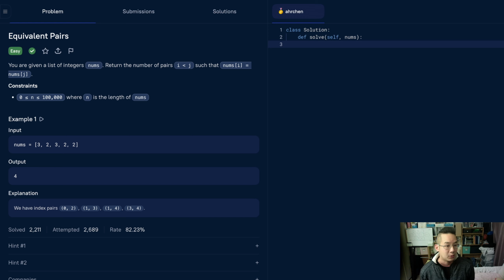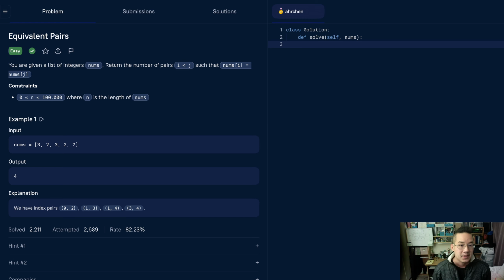So in this example, we have 3, 2, 3, 1, 3 in our array. The output is 4 because there are 4 total pairs. If you look at the below, the first pair is the 3 and 3, indices 0 and 2. The second pair is 1 and 3 and 1 and 4. And the last pair is 3 and 4, which is the index of the 3 2s.